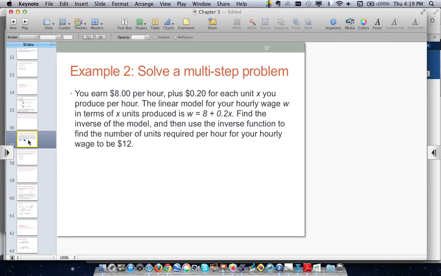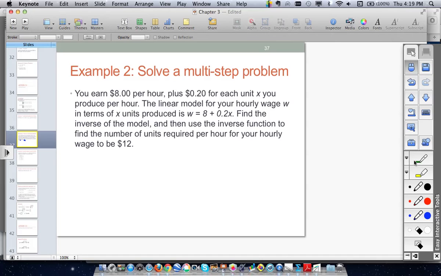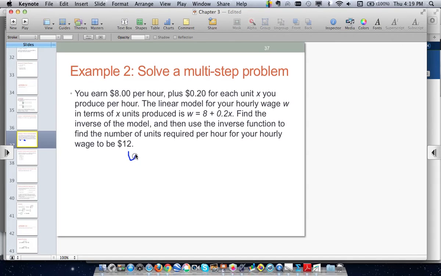So right now, our function is telling us that if I know how many units I produce, I can figure out what my hourly wage is. Well, if I rewrite this equation, if I know my hourly wage, I can work backwards to figure out how many units I produced. So let's rewrite this function. All I'm doing is rewriting it in terms of X. So instead of W being by itself, X is going to be by itself.